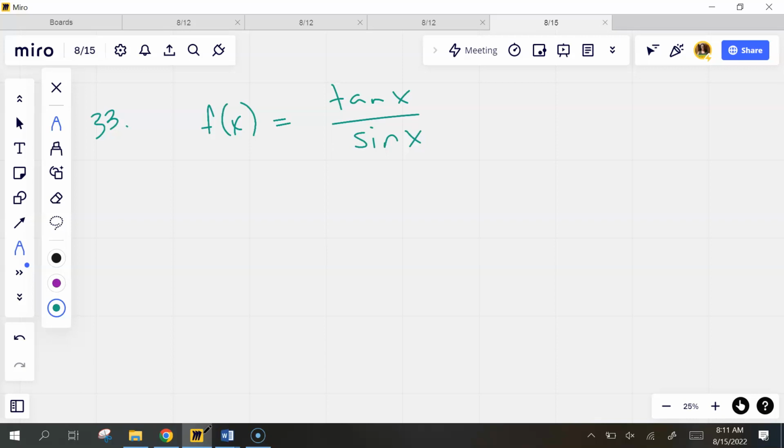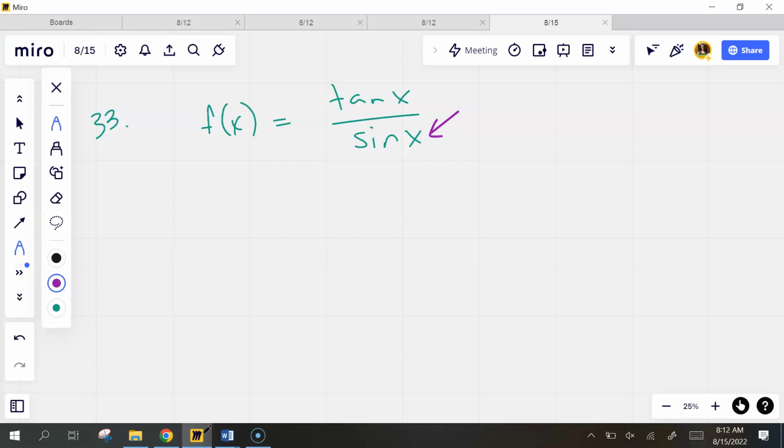That's exactly right. All right, so let's see first if anything cancels here. Or actually, what we can do before we do that, where is this equaling 0? Because those are going to be my undefined points, right?